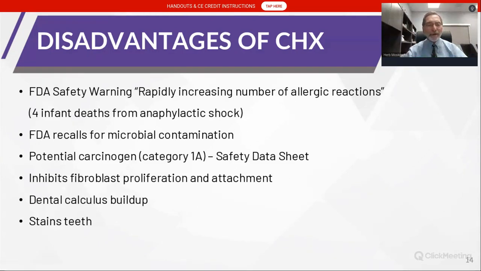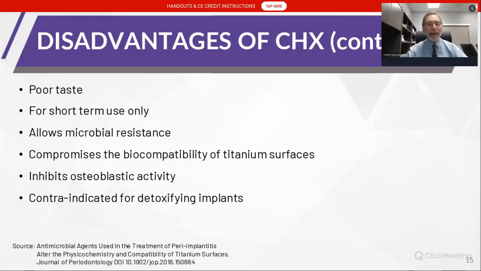We're certainly aware that it promotes dental calculus buildup, that it stains both teeth and tongue, and it either has a poor taste or it alters one's taste, and it's indicated for short-term use only. It's contraindicated for long-term or chronic use. It also, unfortunately, allows microbial resistance to develop. Right, and that's part of the reason why we have problems with these antibiotics.